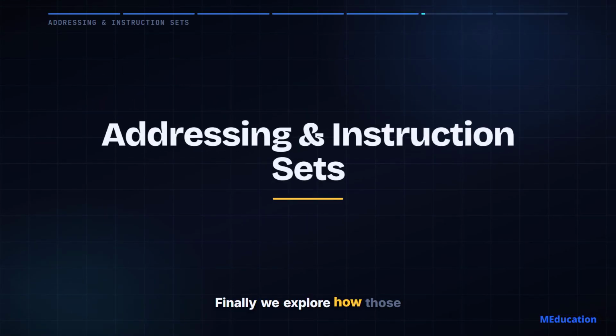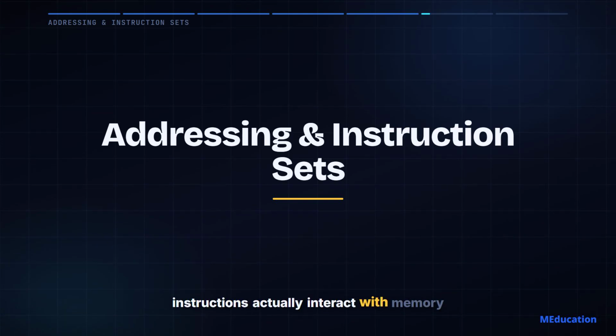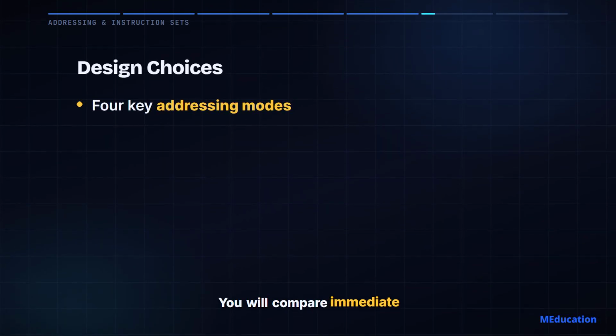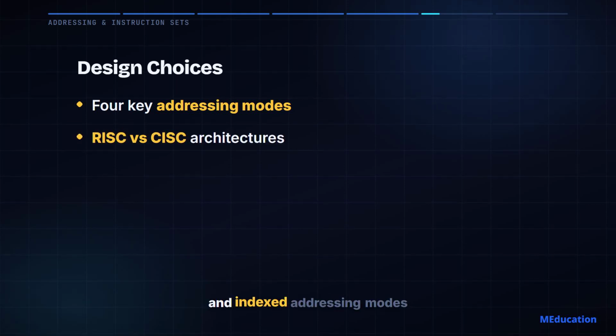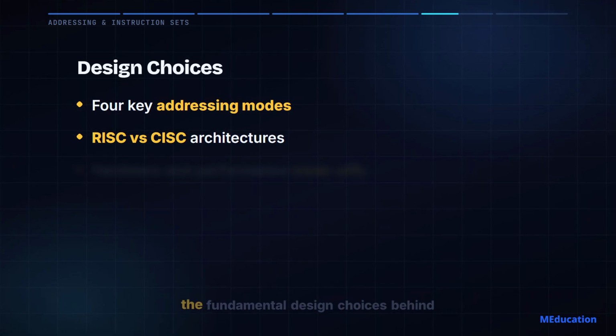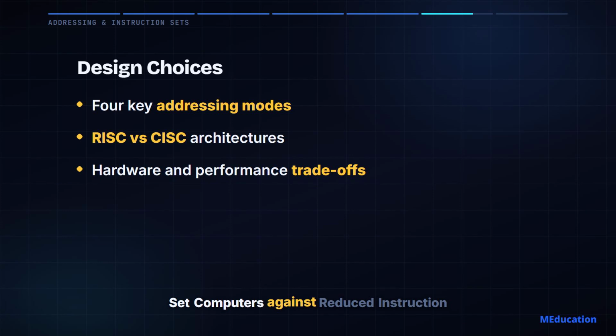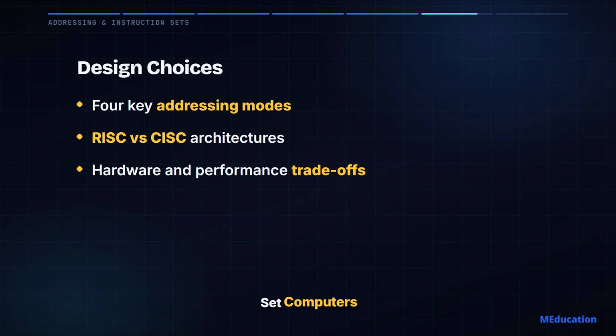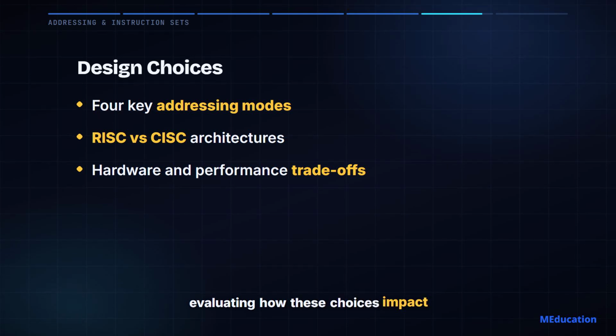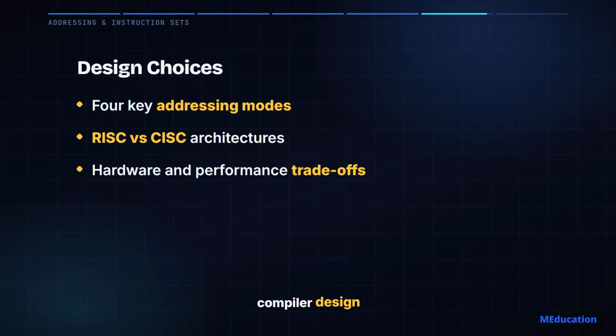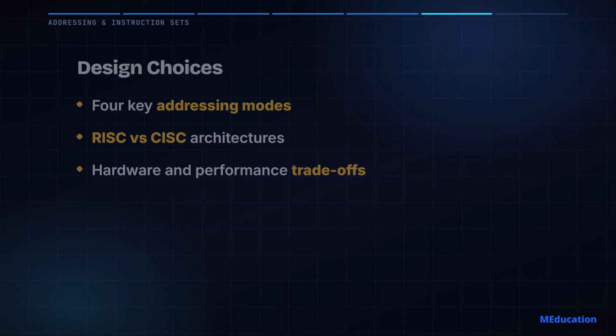Finally, we explore how those instructions actually interact with memory. You will compare immediate, direct, indirect, and indexed addressing modes, learning exactly when and why to use each one to overcome memory limitations. We will also weigh up the fundamental design choices behind the processor itself. You will compare complex instruction set computers against reduced instruction set computers, evaluating how these choices impact execution speed, compiler design, and the physical hardware.